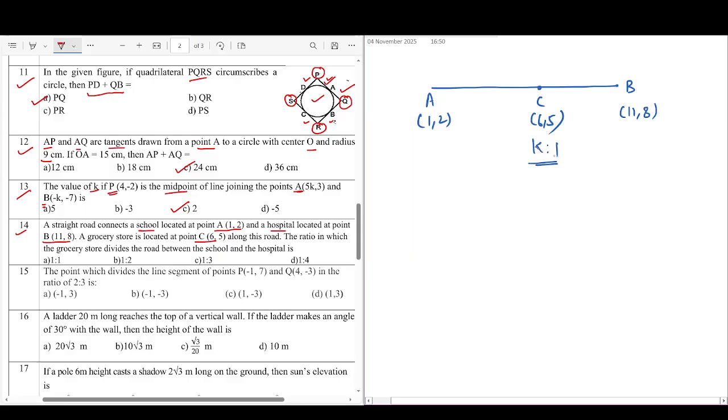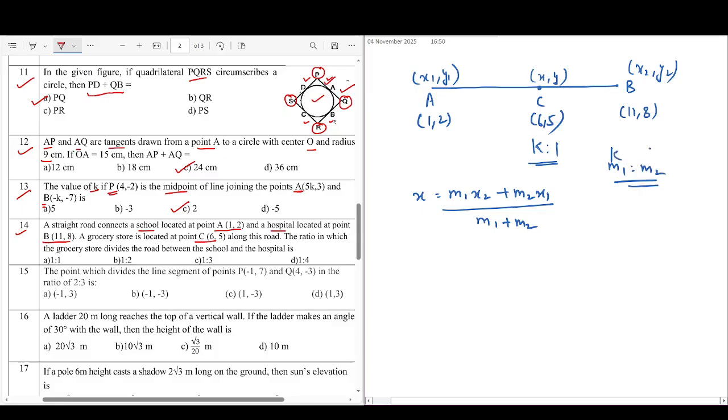So we will assume let the ratio be k is to 1. And we know that if this is the point which is intersecting the line internally in this ratio, so coordinates are x and y, and here coordinates are x1, y1, and here x2, y2. So we know if we have to find out the coordinate x, x is (m1 x2 plus m2 x1) divided by (m1 plus m2), where m1 and m2 is what? It is the ratio, m1 is to m2. That means m1 is k and m2 is 1.